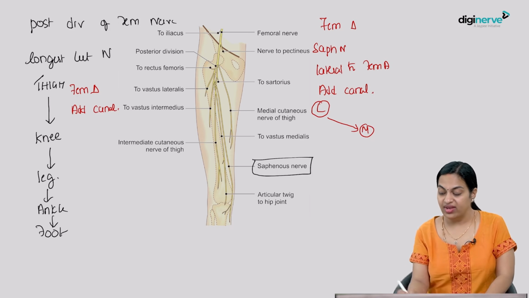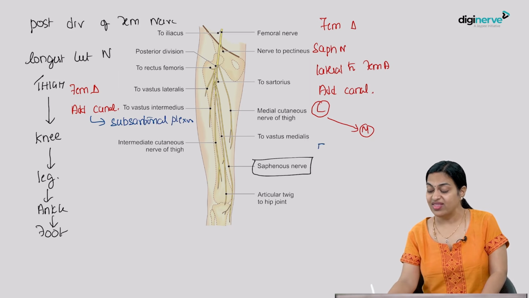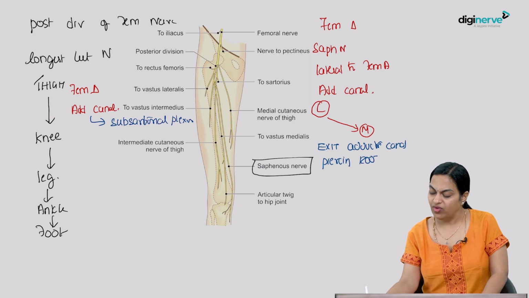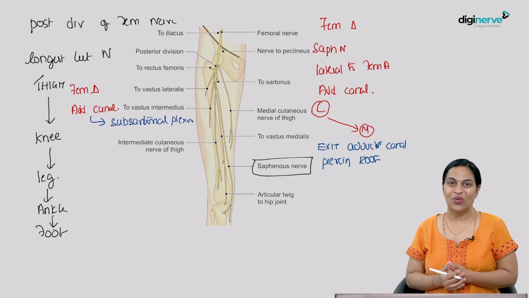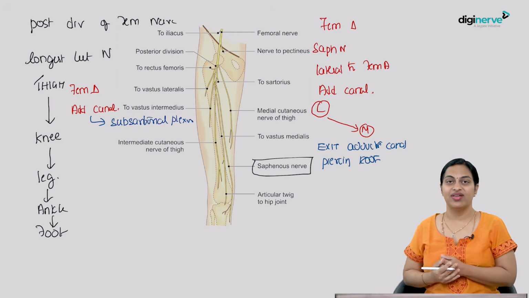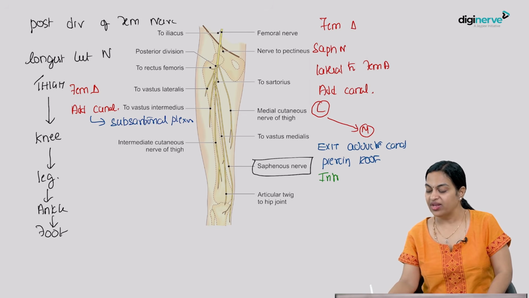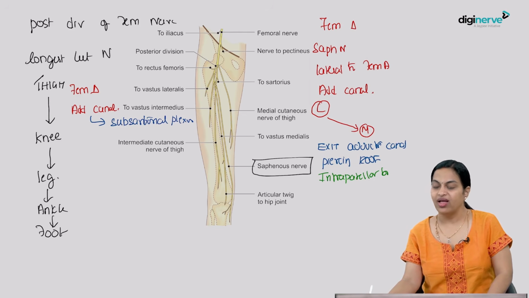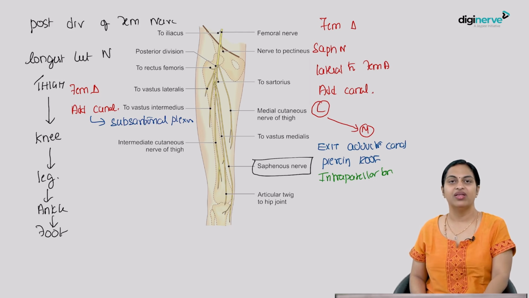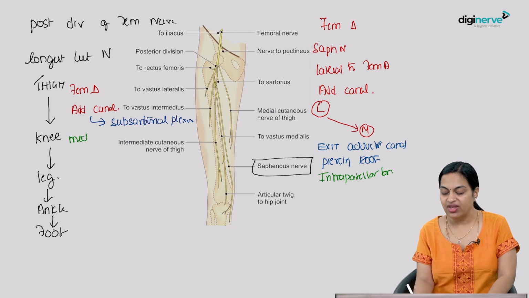While in the adductor canal, a branch will arise from the saphenous nerve that contributes to the subsartorial plexus. And it will exit the adductor canal by piercing the roof. We'll be talking about the saphenous nerve and adductor canal also. So please remember, it will pierce the roof of the adductor canal to exit it. Once outside the adductor canal, it will give one infrapatellar branch. The infrapatellar branch of the saphenous nerve is going to supply the medial aspect of the knee.